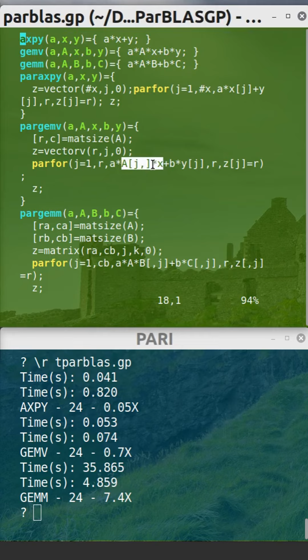Here in par GEMV, it's split by row times column, and par4 then allocates each of those computations to a different thread.